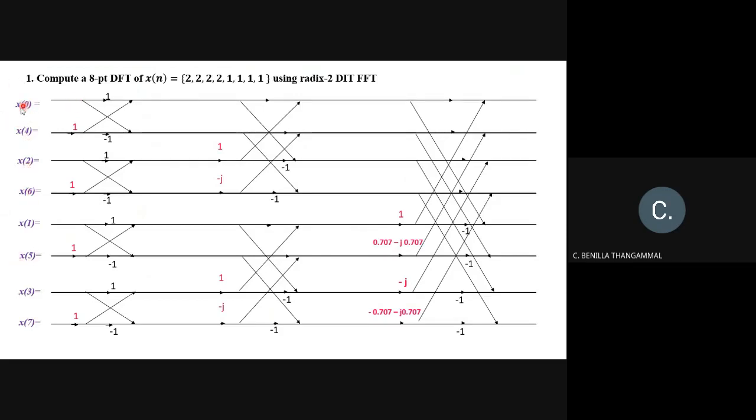So here x of 0, x of 4, and so on, are in bit reverse order, so I'll be placing the inputs in bit reverse order. So x of 0 is 2, x of 4 is 1, x of 2 is 2, x of 6 is 1, x of 1 is 2, x of 5 is 1, x of 3 is 2, and x of 7 is 1 here.